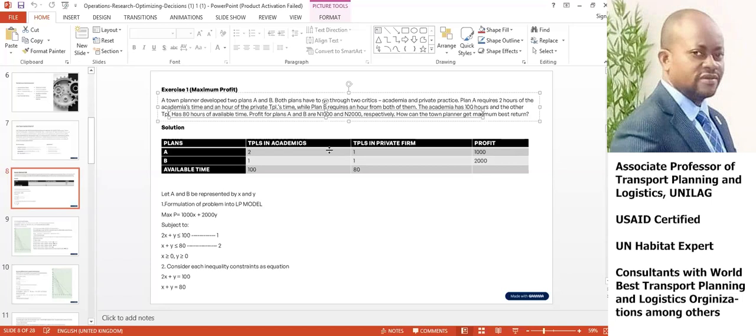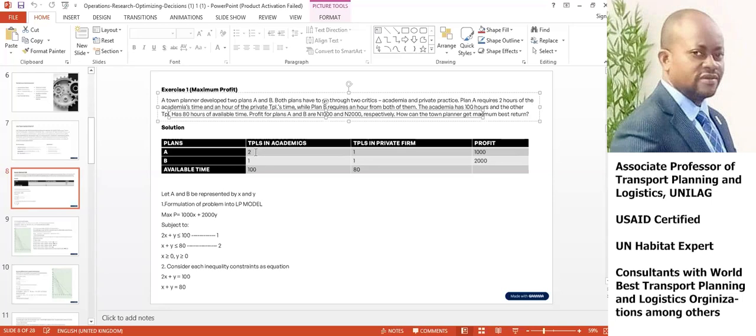If you look at this table, this column is working with X, and this column is working with Y. Can you confirm that on your screen? This is the column X, and this is the column Y. This exercise is depicted with what we have here. These are their corresponding profits. These are the two different plans.